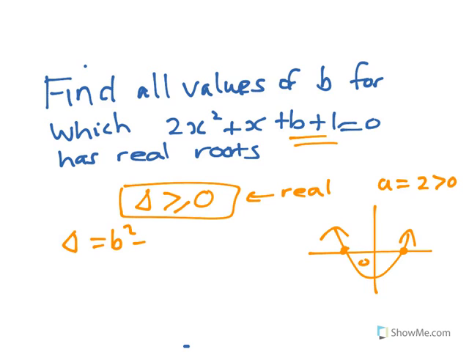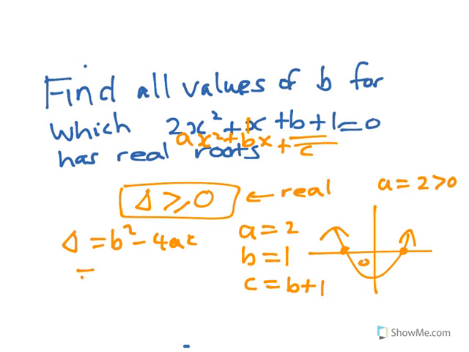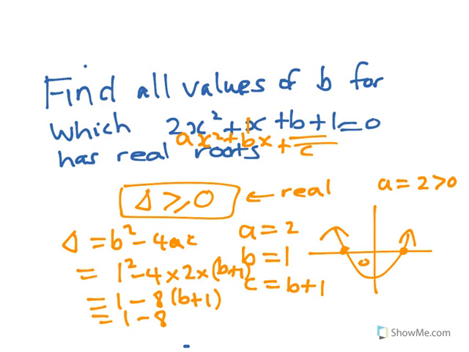So the discriminant is b squared minus 4ac. a is equal to 2, because what you're doing is modelling it based on this parabola here. b is equal to 1, because that's what's in front of the x, and c is equal to b plus 1. So b squared would be 1 squared minus 4 times a, which is 2, times c, which is b plus 1. So that's 1 minus 8b plus 1, which is 1 minus 8b minus 8. So the discriminant is minus 8b minus 7.